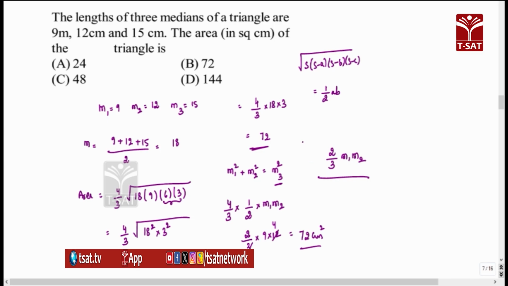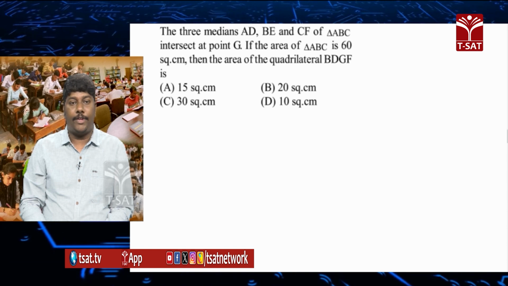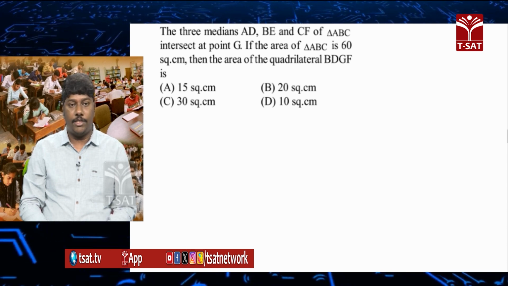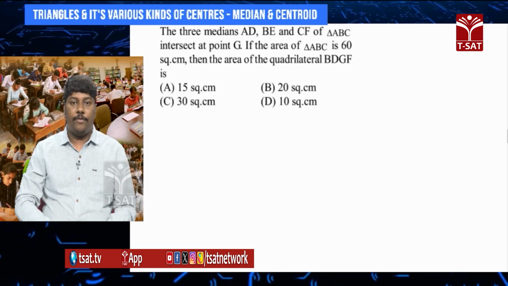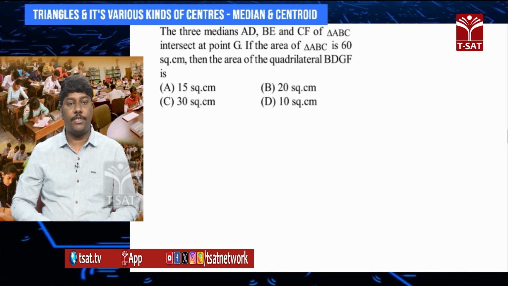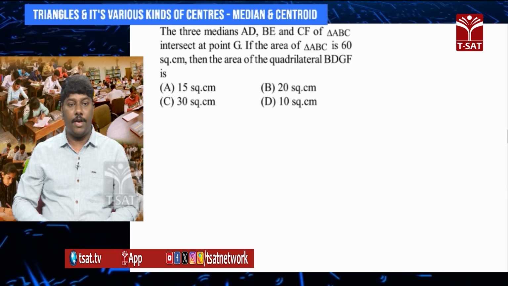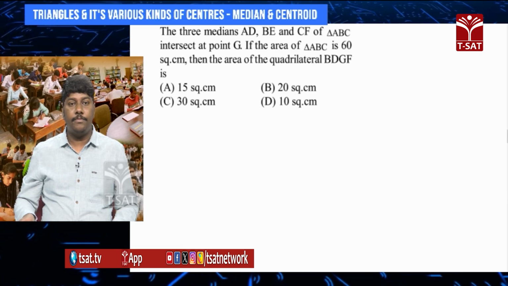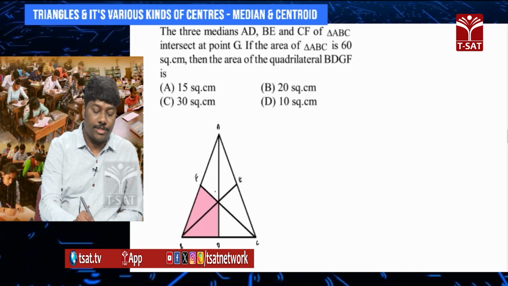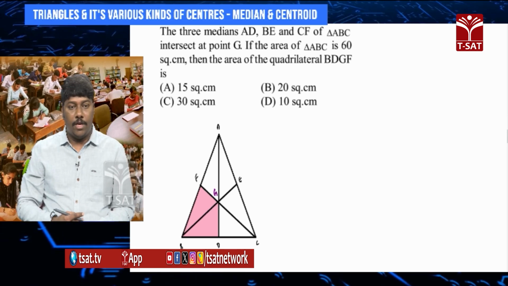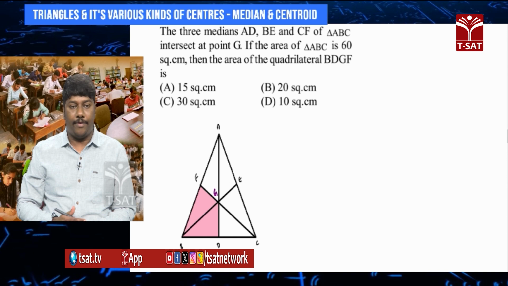Let us look at the next one. The three medians AD, BE and CF of triangle ABC intersect at a point G. We know the intersection point of medians is the centroid. If the area of triangle ABC is equal to 60 centimeters square, then the area of the quadrilateral BDGF is, let me get the figure. So, here ABC is a triangle and the medians intersect at the point G. G is called the centroid. Now, the shaded region is the area of the quadrilateral he is asking you, BDGF.